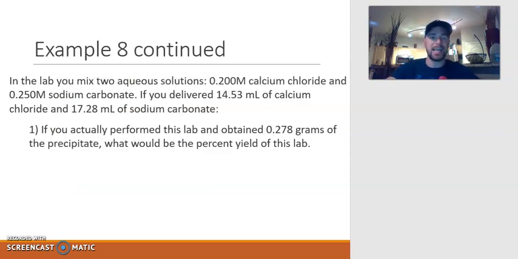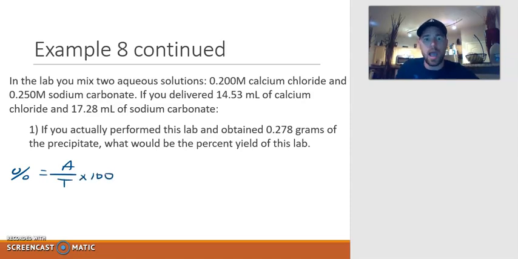So with that being said, looking back at example 8, this is from the previous video. This up here is the exact same scenario. It's defining that reaction that we just looked at in the previous video. So the question is saying, if you actually performed this lab and you obtained 0.278 grams of the precipitate, what would be the percent yield? So remember, percent yield is always your actual divided by your theoretical and then times 100.